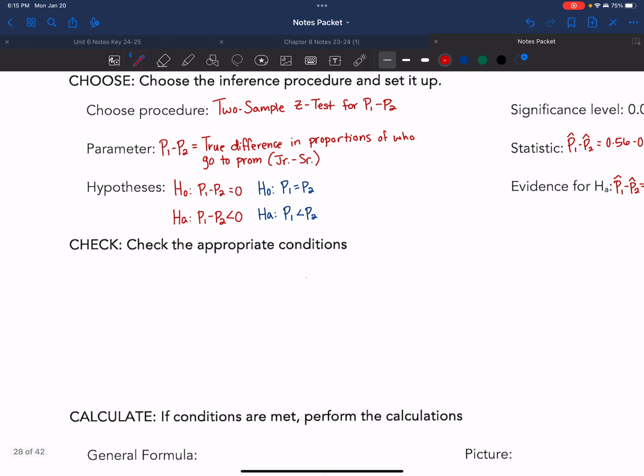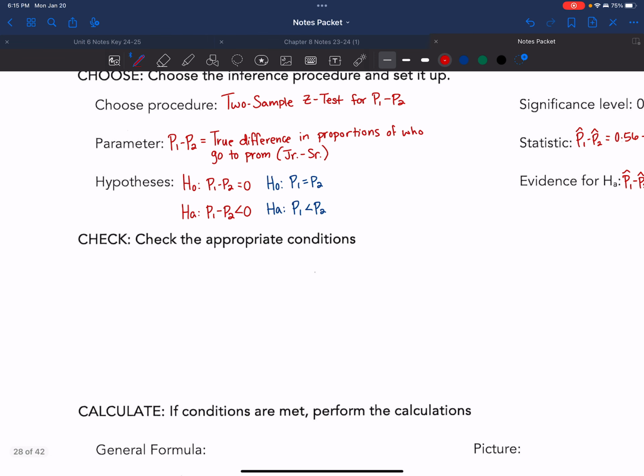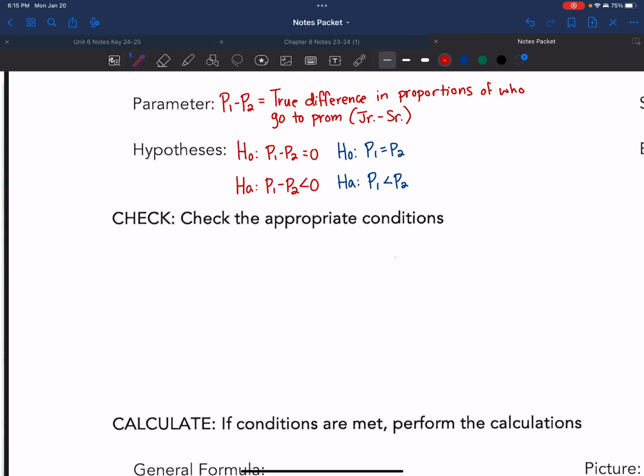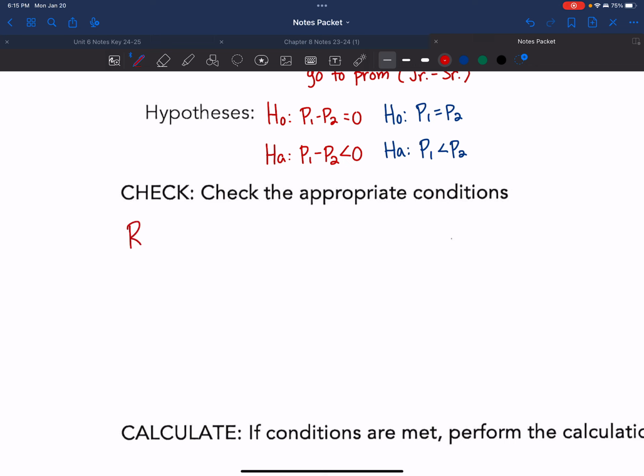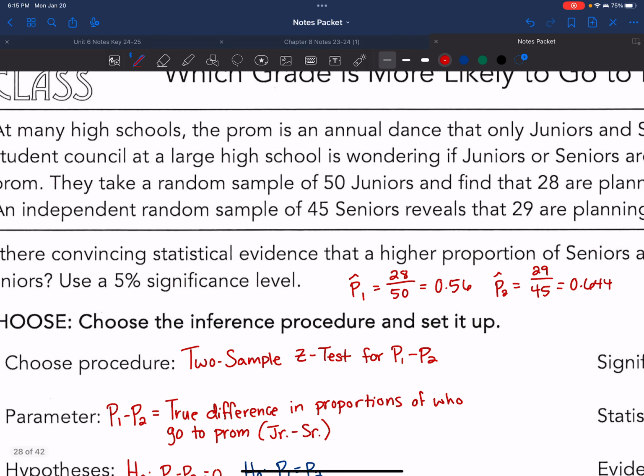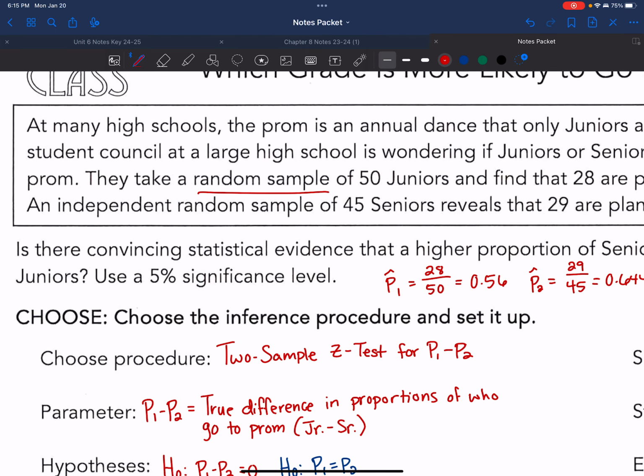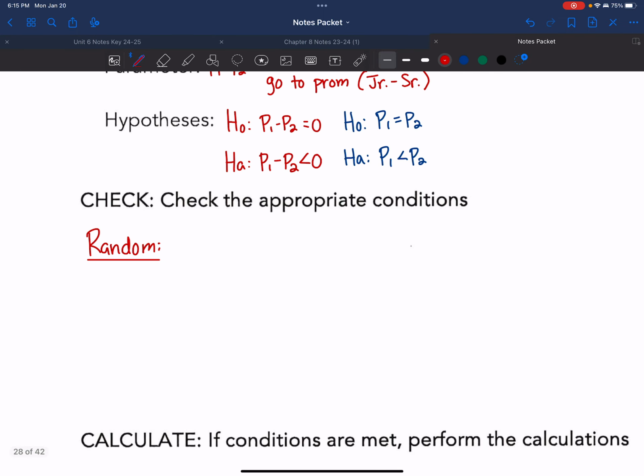All right, now, checking your conditions, okay? Remember, we got random, 10%, and large counts. So random, anytime we're doing this for two proportions, we got to check the conditions for both groups. So the first one was random, okay? And if we go back up to the problem itself, it says they take a random sample of juniors and an independent random sample of seniors. So I've got independent random samples.